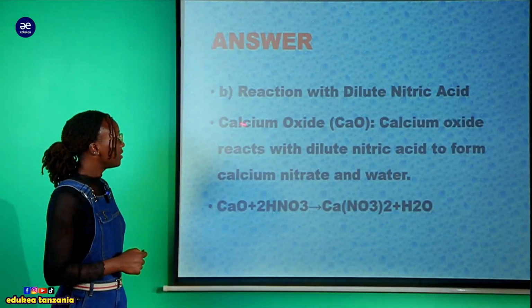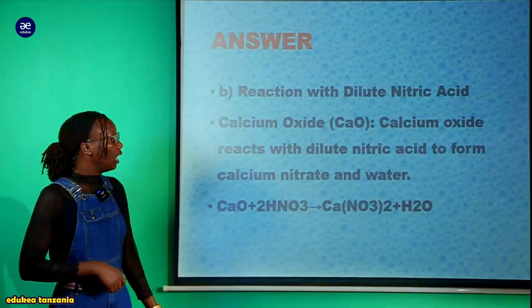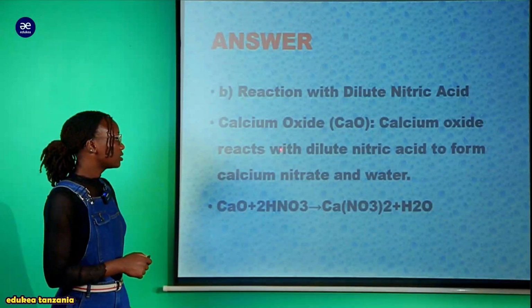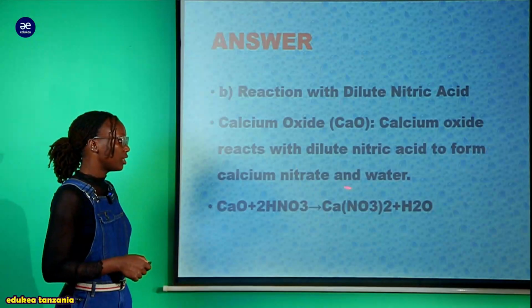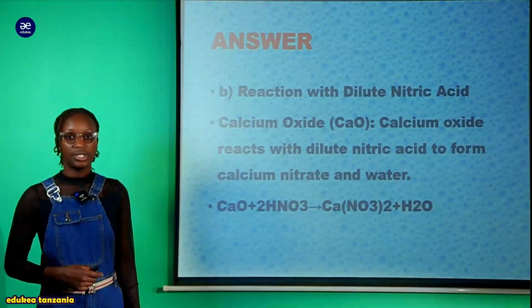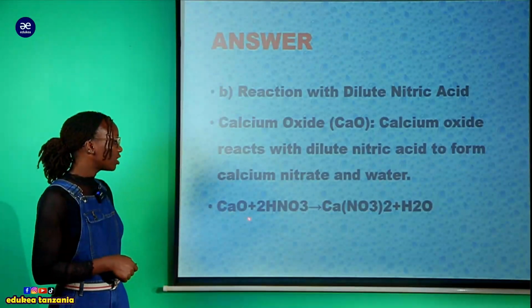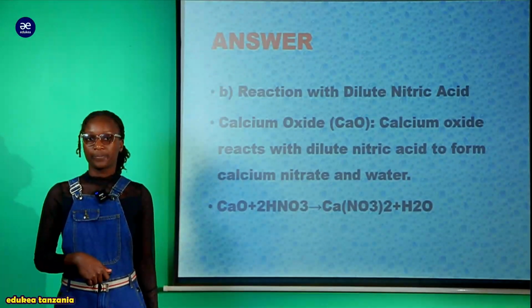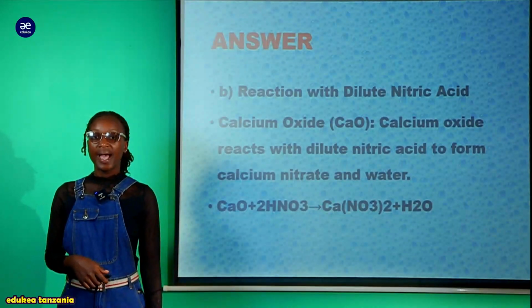Okay, so the first one, we are starting with the calcium oxide. So calcium oxide reacts with the dilute nitric acid to form calcium nitrate and water. We're going to form the calcium nitrate and water. As you can see, calcium oxide, this is the base compound. But here, dilute nitric acid, this is an acid.